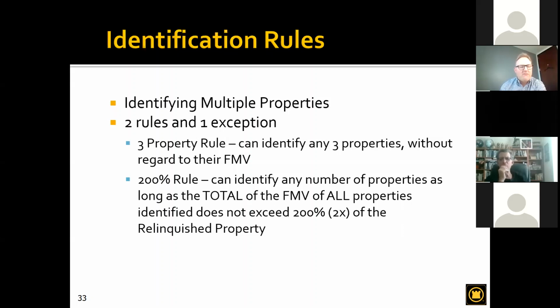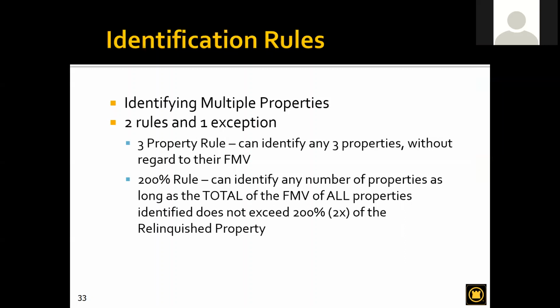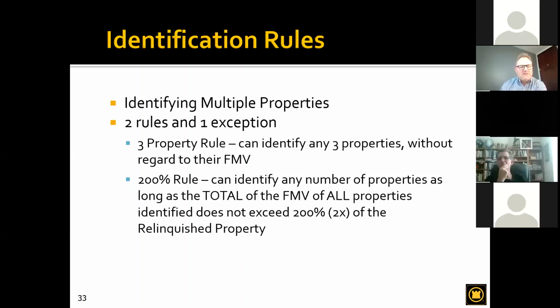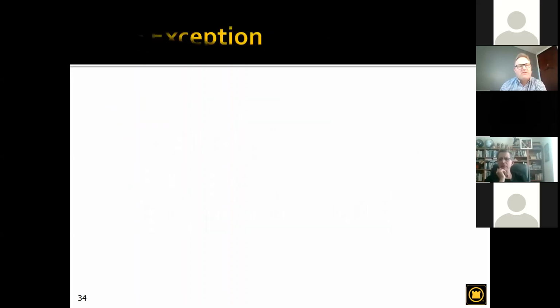the QI. Now, just because I identify them to the QI doesn't mean I have to purchase them. It just means that these are some of the properties that I'm going to try and defer my taxes on. That's basically what you're telling the QI when we do this. Now, those are the 2 rules that 99% of the time most investors will use. In the scenario, occasionally happens we have to go to what's known as the 95% exception.